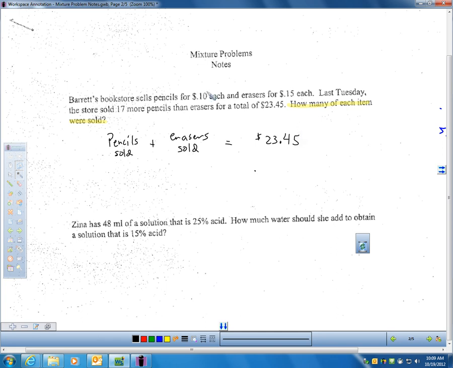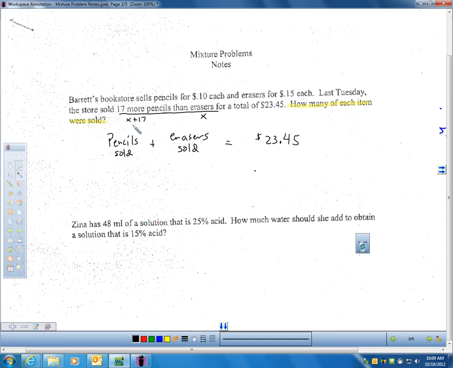So now we have more to it. The pencils are 10 cents each. Well, how many pencils did we sell? I have no idea. I do know that I sold 17 more pencils than erasers. So I don't know how many pencils I sold. I know the erasers were 15 cents each, but I don't know how many erasers I sold. So what I could say is, let's pretend I sold X erasers. If I sold 17 more pencils, that means I sold X plus 17 pencils.